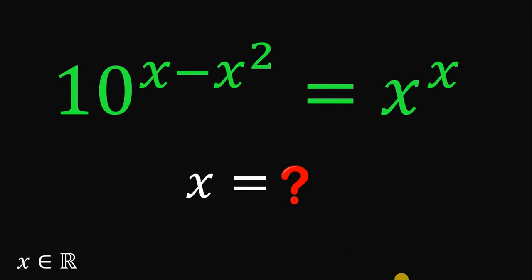And here's our question. Solve for the value of x given that 10 raised to x minus x squared equals x raised to x, wherein x is a real number. You can pause this video if you want to give this problem a try.